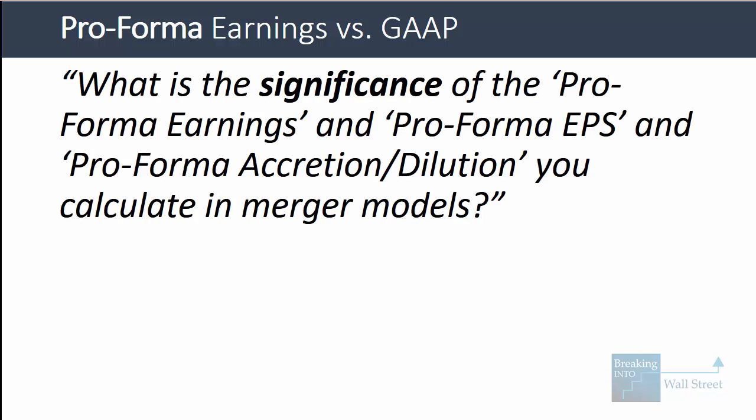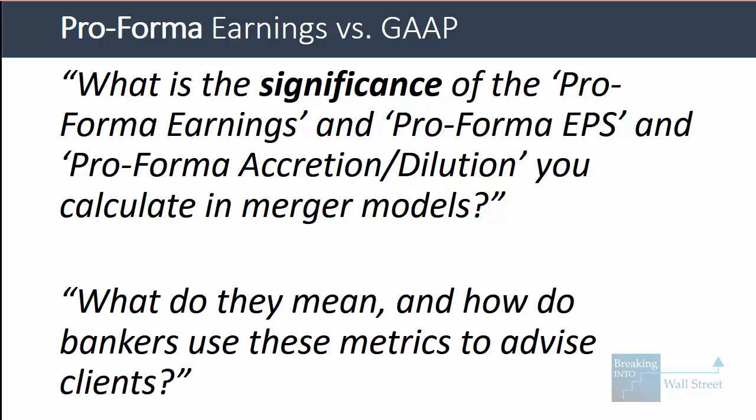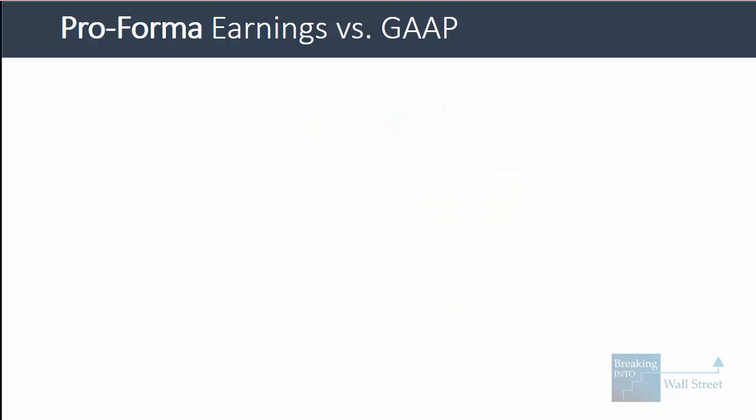What is the significance of the pro forma earnings and pro forma EPS and pro forma accretion dilution that you calculate in merger models? What do they mean, and how do bankers use these metrics to advise clients? So as usual, I'm going to give you a short, quick answer and then go into some more detail on it if you have the time to keep watching and look at that detail. If not, you'll get something out of this quick explanation in the beginning.